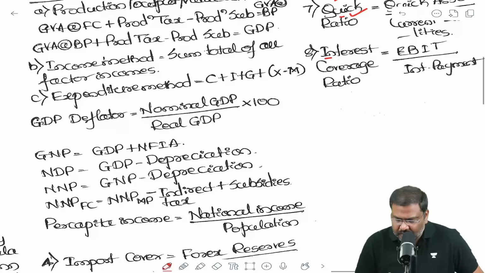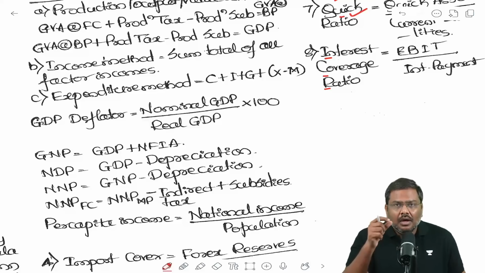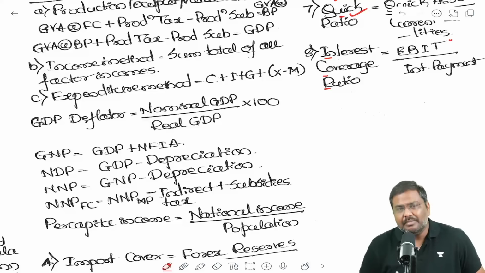Then there is the eighth and the final ratio from the financial market, the interest coverage ratio. Earnings before interest and tax divided by interest payment.